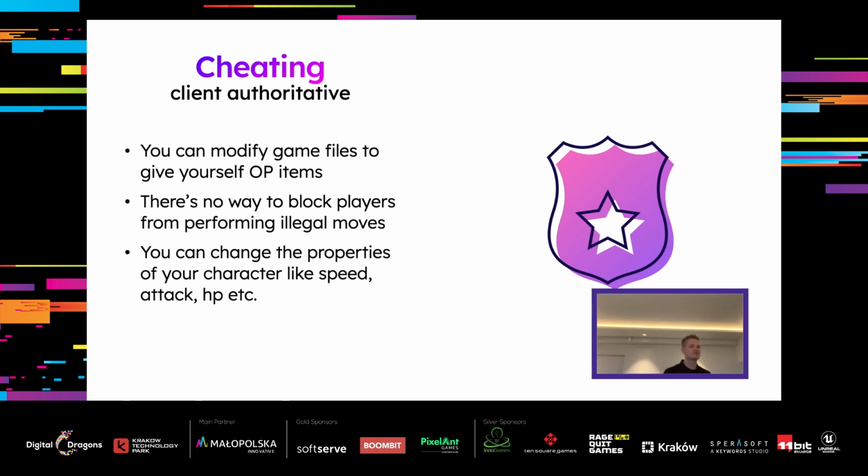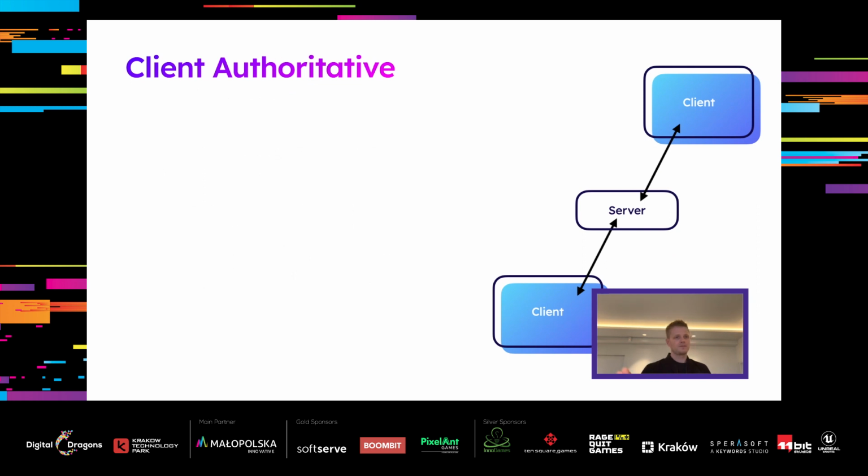Also you can change some properties in your game engine if you know how to connect a debugger, for example. So you can change some variables like character speed, attack, HP, and so on. For example, it was used and exploited in Dark Souls when characters would increase their HP and attack and be just impossible to defeat. And all other parties in this particular multiplayer implementation have to just accept the new state.